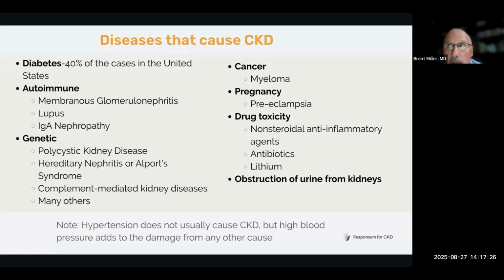There are several in-office tests that can now be done with a blood test or a cheek swab that can check for one of 397 genetic kidney diseases. Most of them are very rare, but they're out there. Cancer can cause kidney disease. Probably the most well-known is myeloma, when the myeloma proteins deposit in the kidney and start destroying the glomeruli.